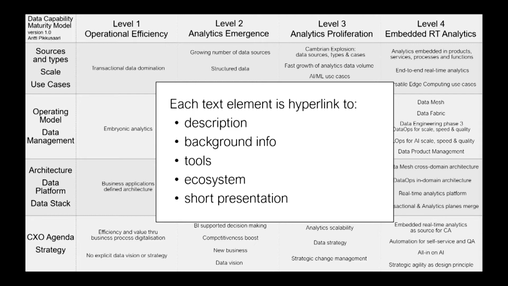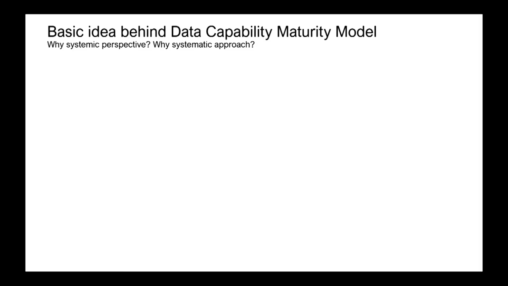However, before proceeding to details, let's have a quick look at what was the point of all this. In other words, what was the idea in the first place? Justification for the data capability maturity model builds on two things. First, it's about a systemic perspective to data capabilities. That is, by nature, data capabilities have lots of dependencies.